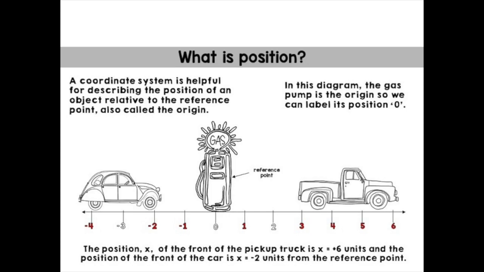So what is position? A coordinate system is helpful for describing the position of an object relative to the reference point, also called the origin. In this diagram, the gas pump is the origin, so we can label its position 0. The position x of the front of the pickup truck is x equals positive 6 units, and the position of the front of the car is x equals negative 2 units from the reference point.